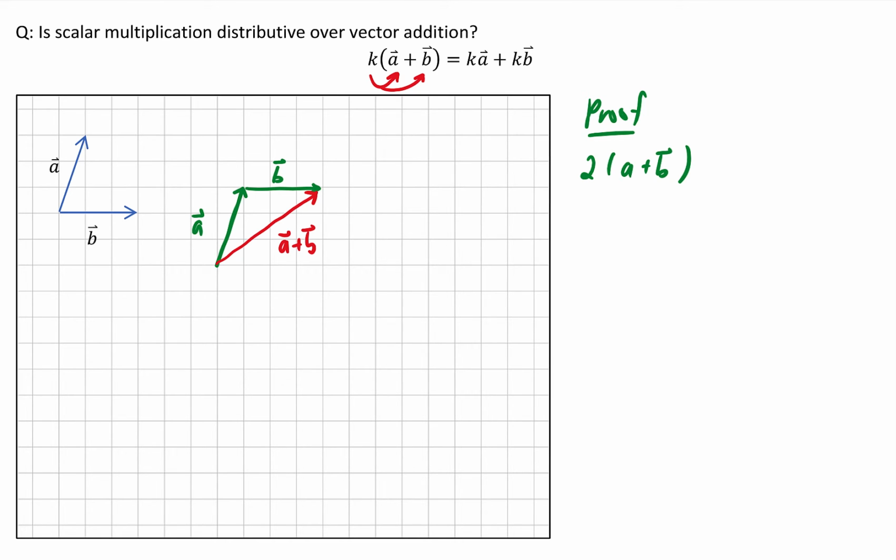So the last thing is to double A plus B. So if I'm going 4 to the right and 3 up, let's do that again. 4 to the right and 3 up.